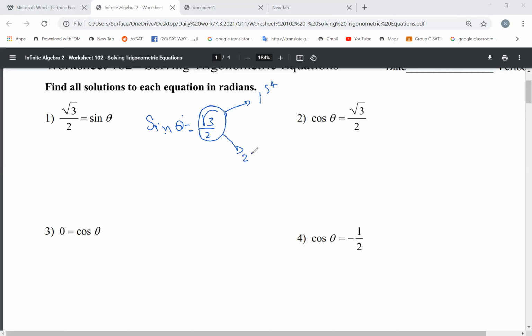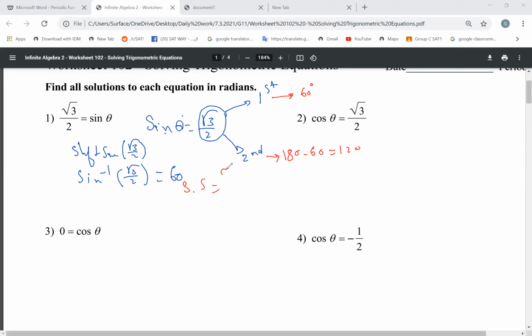or in the second. We say shift sin root 3 over 2, which is sine power of -1 of root 3 over 2 equals 60. So 60 will be in the first, and we need it in the first. So the first solution is 60 degrees, and the second solution will be 180 minus 60, which is 120. So the solution set we write like this in braces: 60 and 120, or we say x equals.